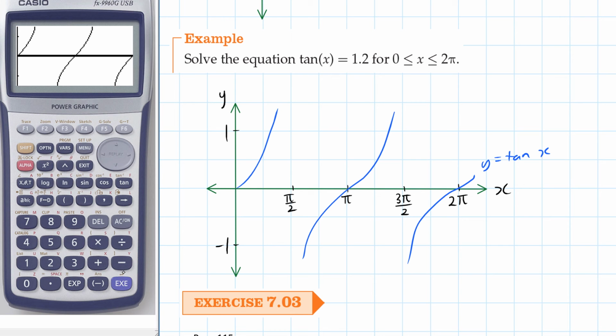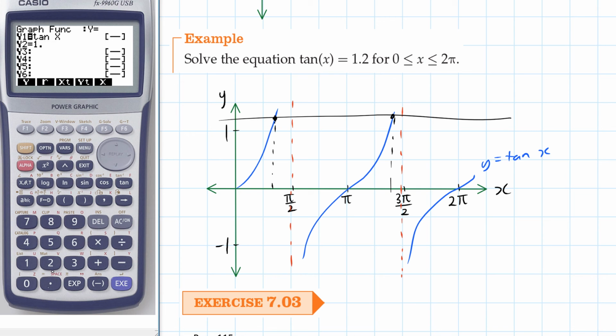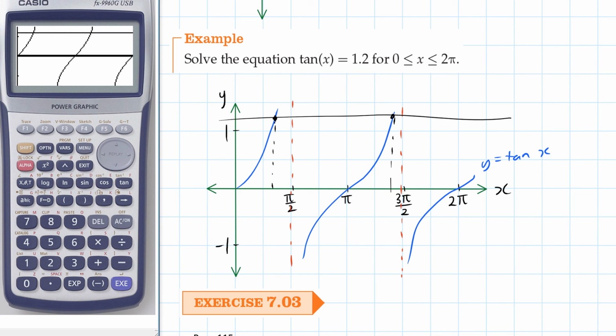We'll just sketch in our asymptotes there as well, just to remind ourselves that it never has a value at that point. And then we'll sketch in a line for 1.2. So 1.2 would be around about here. Not a very straight line, but you get the idea. And you can see that it passes through this graph at two points here. So let's put 1.2 into our graphics calculator, and we can see we've got that similar thing going on here, and we can G-Solve for the intercepts.